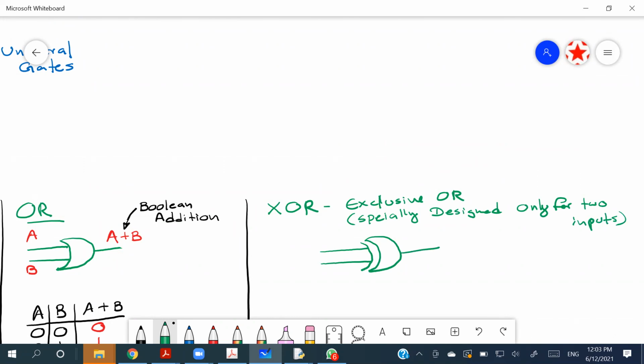right? And how we are going to represent this, we say when A and B are provided over here, this gives us A exclusive plus B.